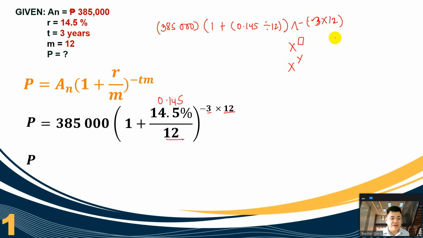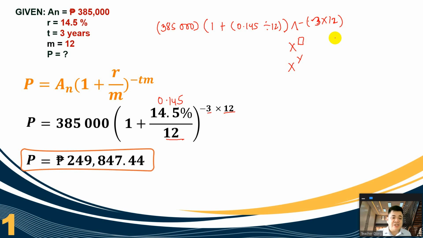So, what is the answer? The answer that we have to get here is 249,847 pesos and 44 cents. So this is now our principal if we have a maturity value of 385,000. If you are going to solve for the total interest after 3 years, just simply subtract the principal from the maturity value: 385,000 minus 249,847 and 44 cents.